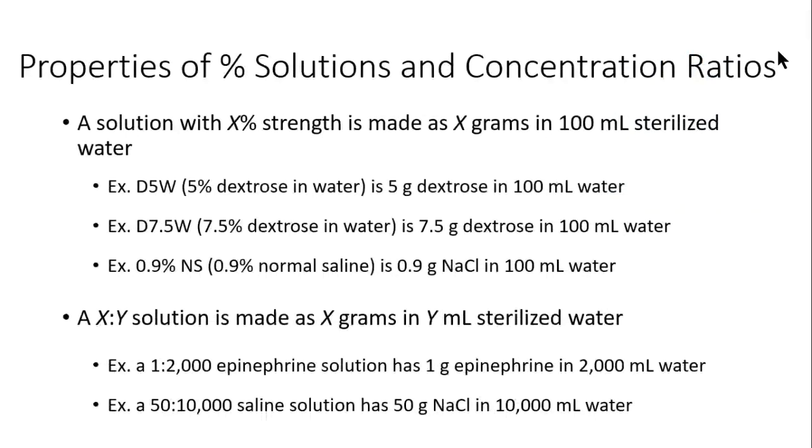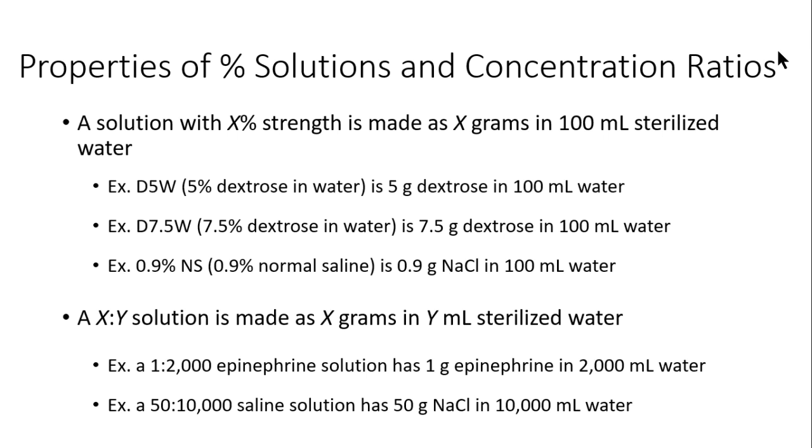The properties of percent solution and concentration ratios. So a solution with X% strength is made as X grams in 100 milliliters of sterilized water. For example, if you have 5% dextrose in water, which is the D5W, it means it is 5 grams of dextrose in 100 milliliters of water. If you have D7.5W, it means 7.5% dextrose, which is 7.5 grams of dextrose in 100 milliliters of water.